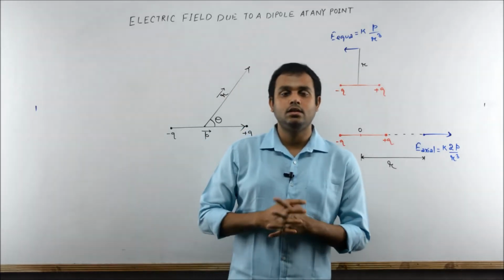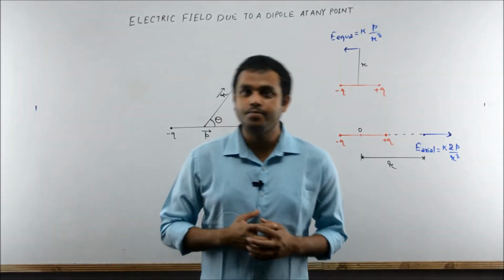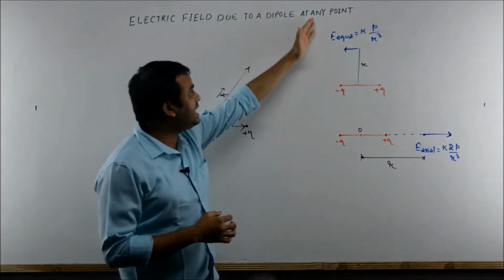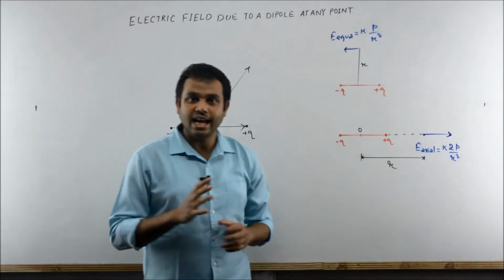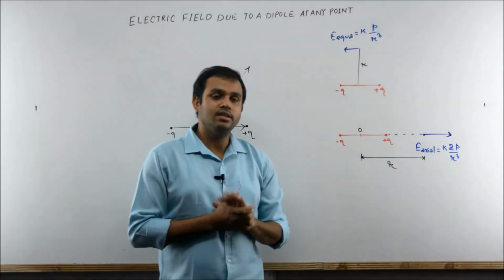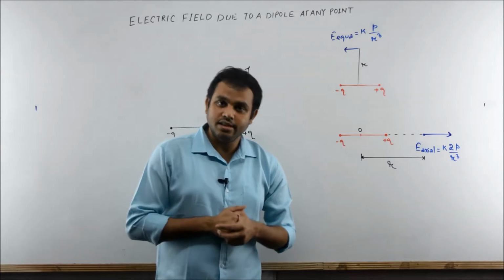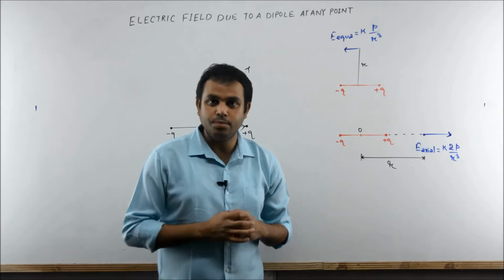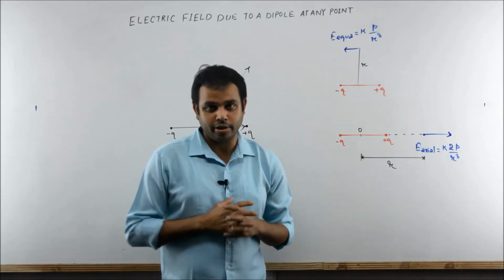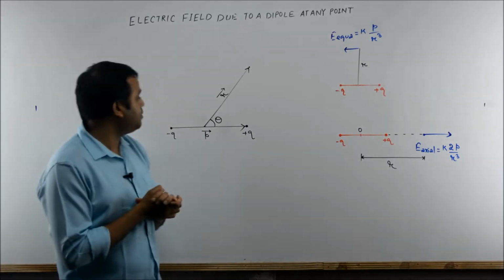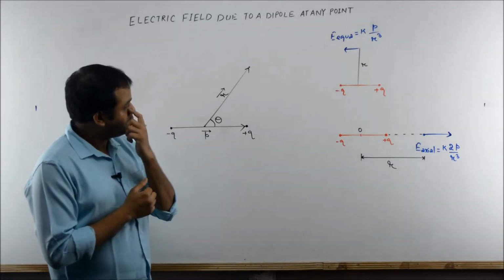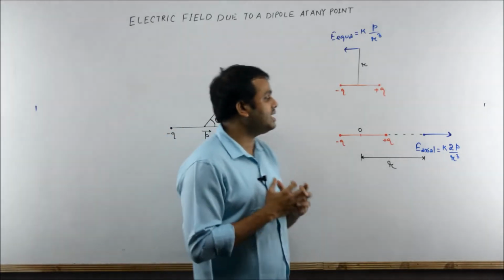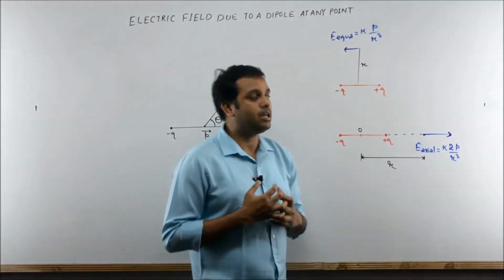Hello students, the topic that we will cover today is electric field due to a dipole at any point. So students, we have already seen electric field due to a dipole at an axial point and at an equatorial point. So before coming to this topic, we will again see the results of electric field due to a dipole at an axial point and at an equatorial point.